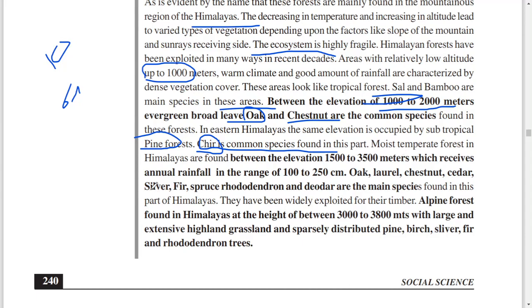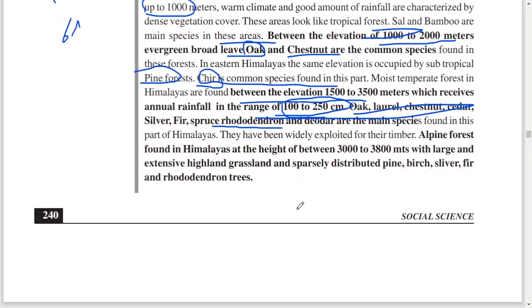Moist temperate forests in Himalayas are found between elevation of 1500 to 3500 meters, which receives annual rainfall in the range of 100 to 250 centimeters. Oak, laurel, chestnut, cedar, silver fir, spruce, rhododendron and deodar are the main species found in this part of Himalayas. They have been widely exploited for their timber.